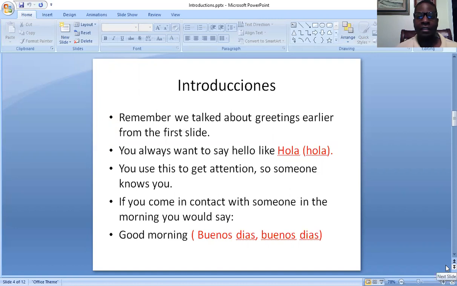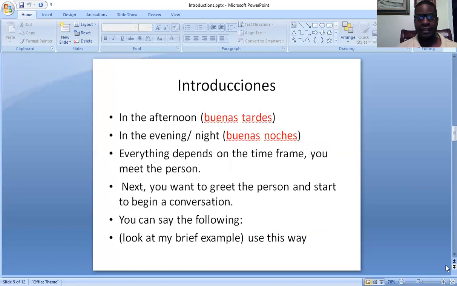Introducciones. Remember, we talked about greetings earlier from the first slide. You always want to say hello, like hola, hola. You use this as a way to get attention so someone knows you. If you come into contact with someone in the morning, you would say buenos días. In the afternoon, you would say buenas tardes. In the evening or night, you say buenas noches. Everything depends on the time frame you meet the person.